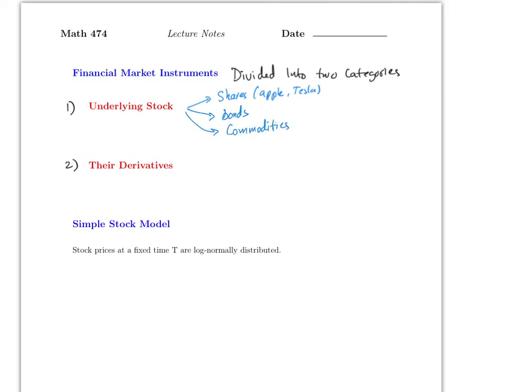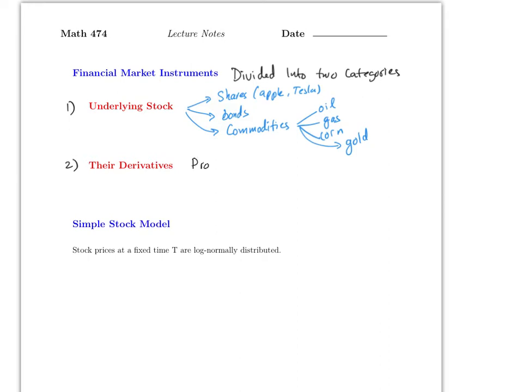Commodities could be oil, gas, corn, gold, coffee, etc. The second category are called derivatives. Now keep in mind that this doesn't mean calculus derivatives. This is something different, but you will see the whole class.